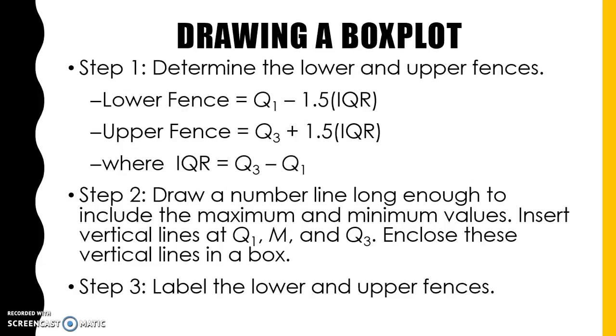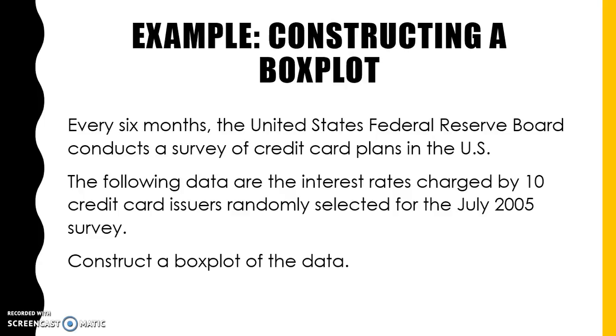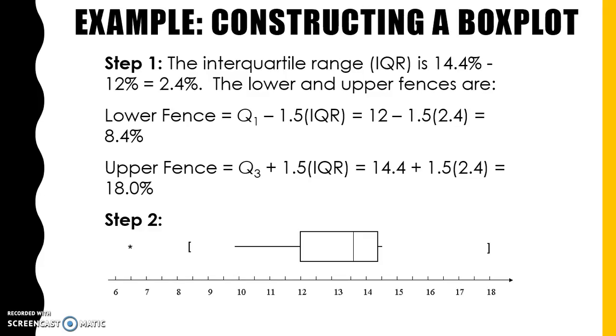So what you would do is see if you have any values that are either smaller than the lower fence or larger than the upper fence. If you do, those are outliers. So we get to this picture. If you have an outlier, we draw those with asterisks on our graph. We have one of those at 6.5, so that's our value over here.